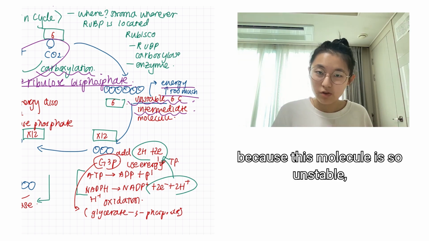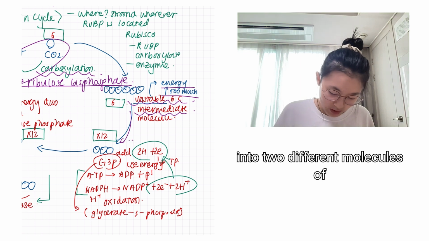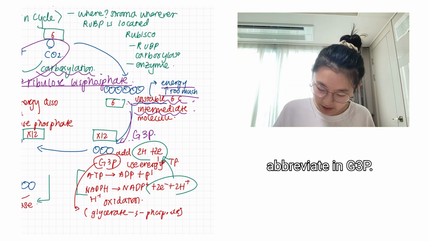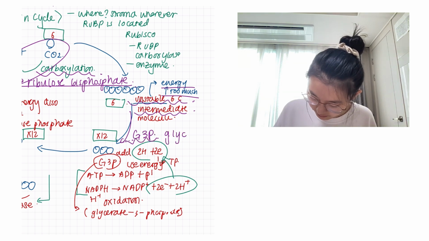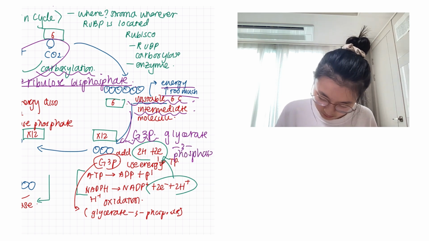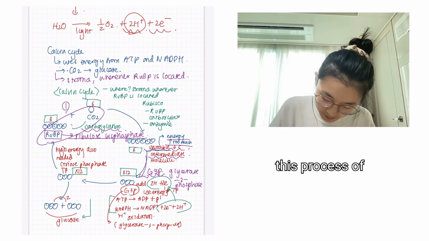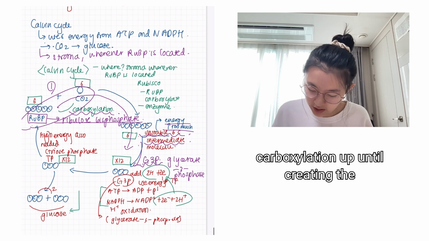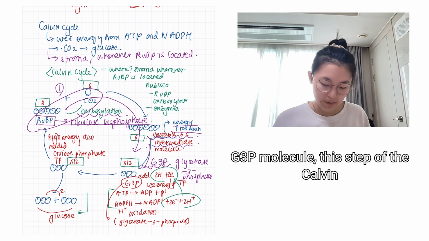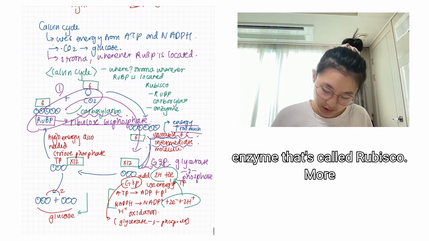Now, because this molecule is so unstable, it's going to be immediately broken down into two molecules of glycerate 3-phosphate, which we abbreviate as G3P. G3P is a 3-carbon molecule. This process of carboxylation, up until creating the unstable 6C intermediate molecule and then breaking that molecule down into the G3P molecule, is catalyzed by an enzyme called Rubisco.